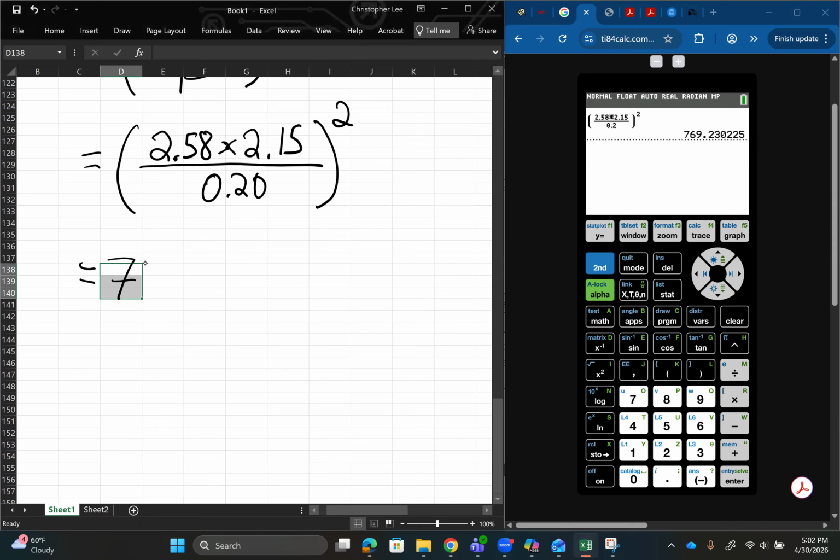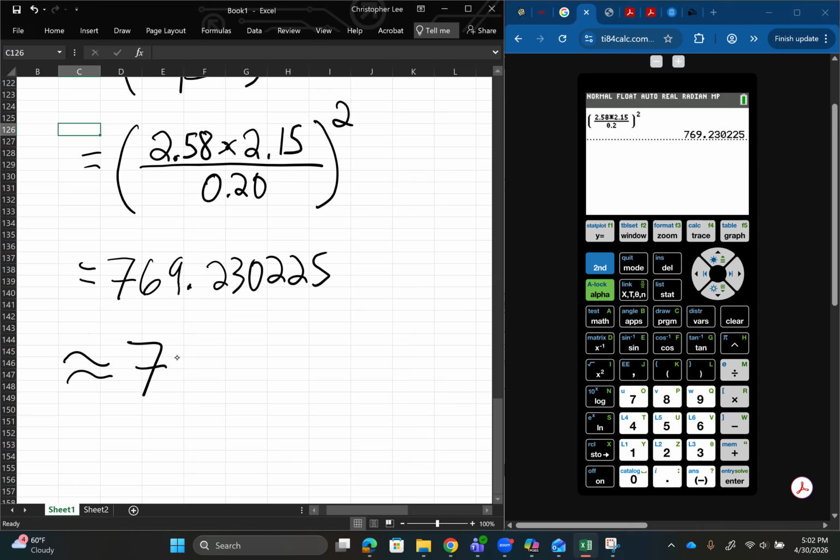Oh Lord. 769.230225. All right, now this is key. I'm talking about a sample size, right? What the hell does 769.230225 even mean? Whenever you're doing a sample size, always round to the next whole number. So my final answer is going to be 770.